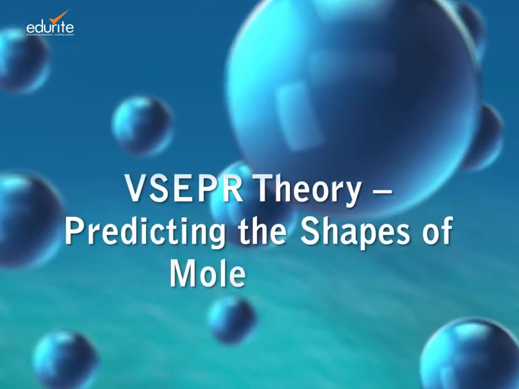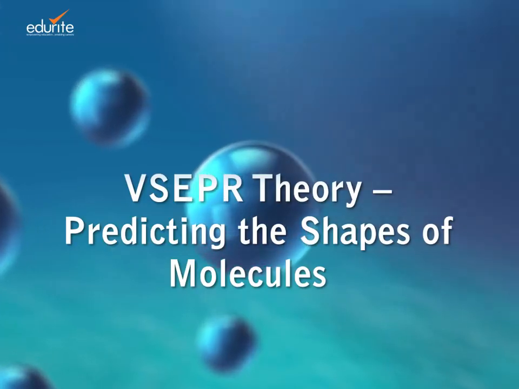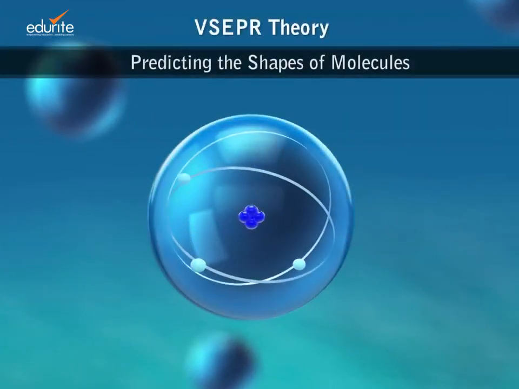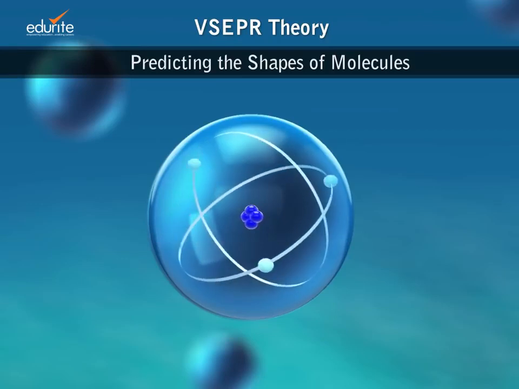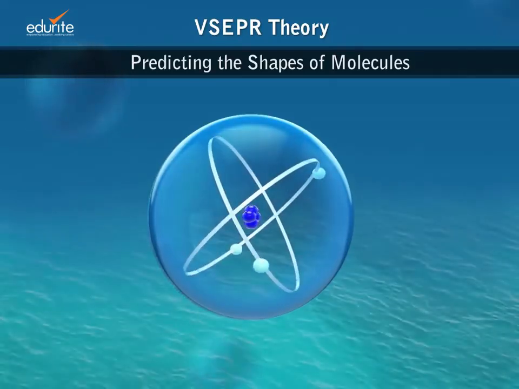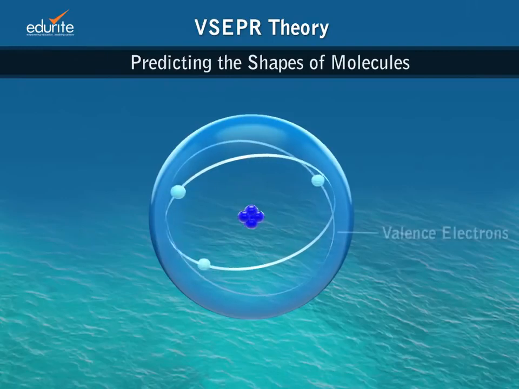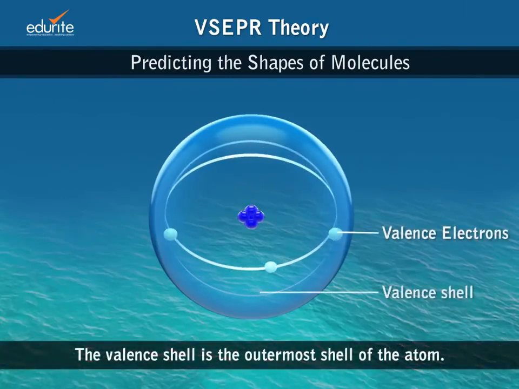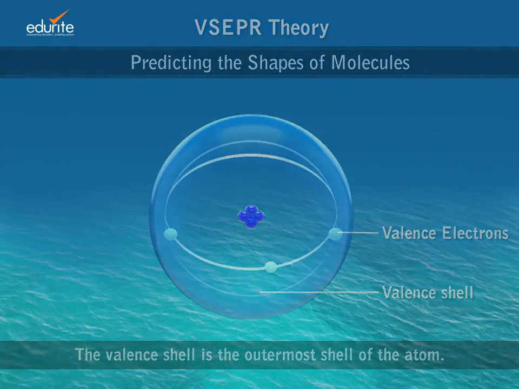VSEPR theory, predicting the shapes of molecules. Electrons are the negatively charged particles of an atom. Electrons that can take part in chemical bonding are known as valence electrons. These are found in valence shells, which are the outermost shells of atoms.